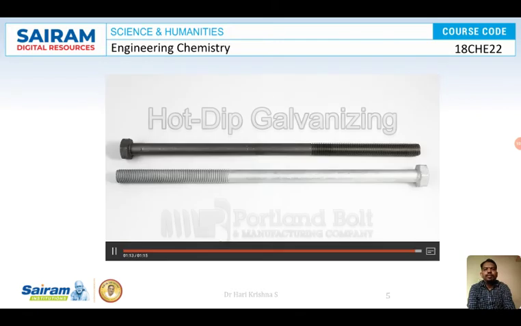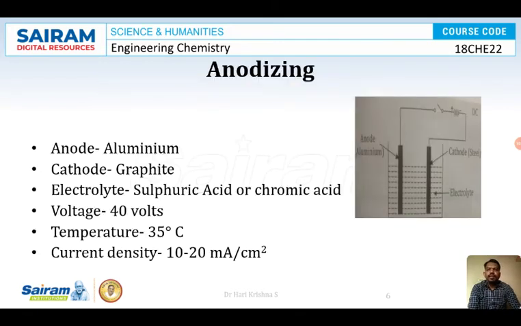Yes. So next we have anodizing. What do you mean by anodizing? So anodizing is nothing but you have aluminum, right? As I told you, aluminum. So when aluminum comes in contact with water, the corrosion product is highly insoluble and non-porous. So nature itself forms the aluminum oxide, which protects the metal from further corrosion.